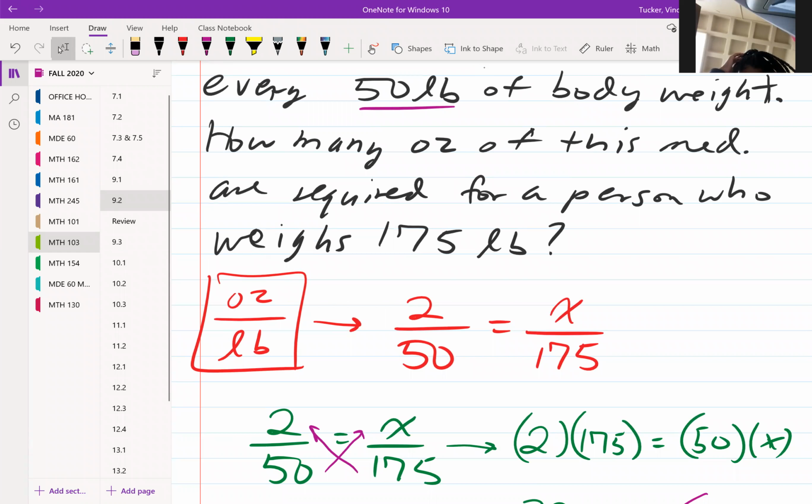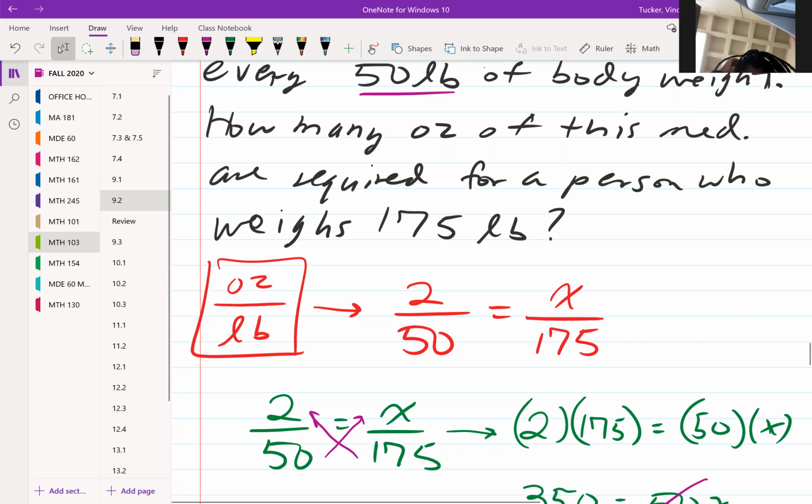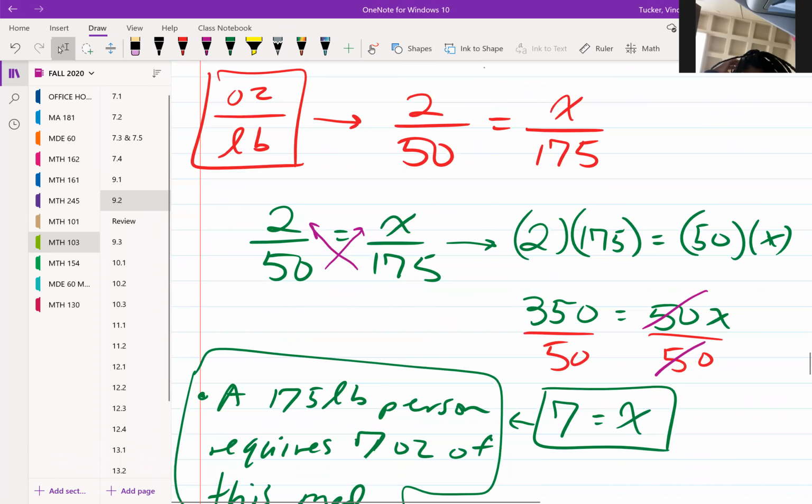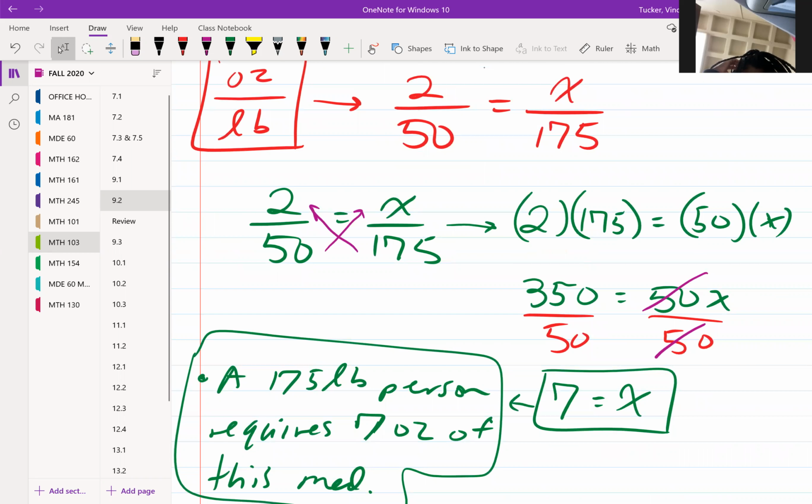So from there, cross multiply. Like I said, same process. Cross multiply 2 times 175, 50 times X. That's 350 equal to 50X. Divide by 50. X is equal to 7. So that means a 175-pound person requires 7 ounces of this medication.